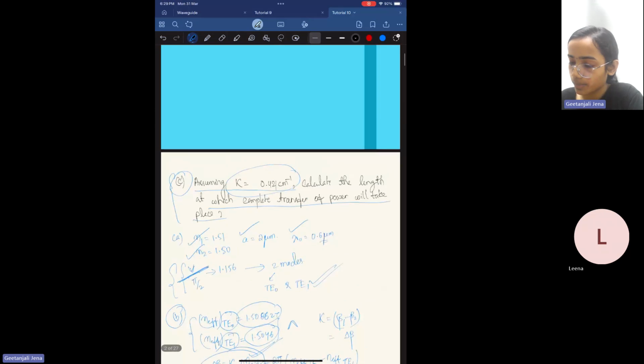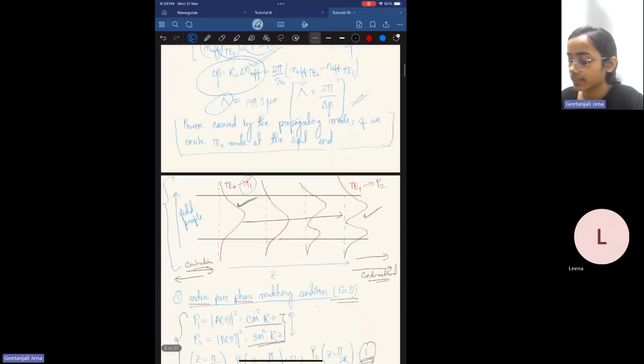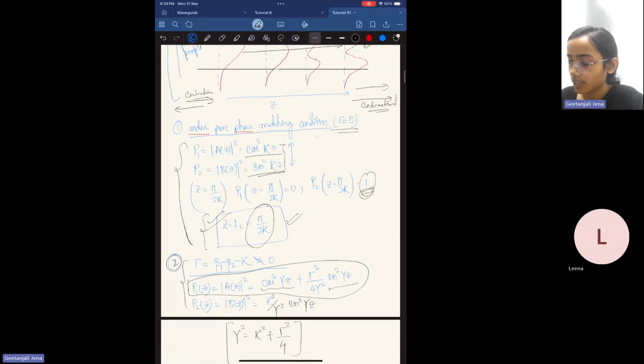In the question, kappa is already given as 0.421. So the length at which complete transfer of power will take place, for complete transfer, gamma should be 0. So that means we can use this expression. Z will be pi by 2 kappa, which will be pi by 2 times 0.421 centimeter inverse, and this will come out as 3.73 centimeter.